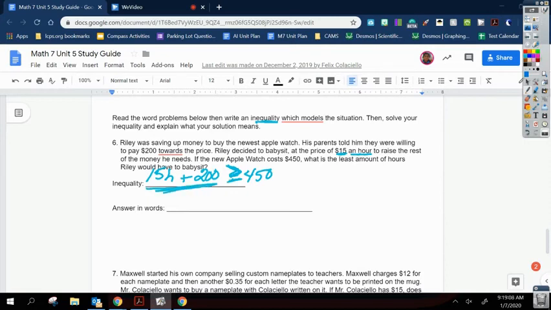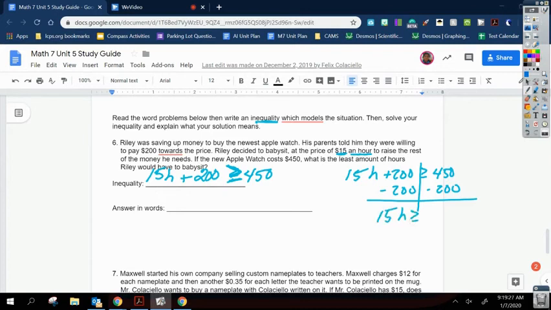Again, you either get all this money or you get the watch, which costs $450. A little bit of opportunity cost. We're not ready for this yet. We're not translating that yet. We have to solve this first. 15h plus 200 is greater than or equal to 450, minus 200, minus 200. We get 15h is greater than or equal to 250, divided by 15, divided by 15. We have h is greater than or equal to 250 divided by 15. It is 16.6 repeating. So 16.6 repeating hours.